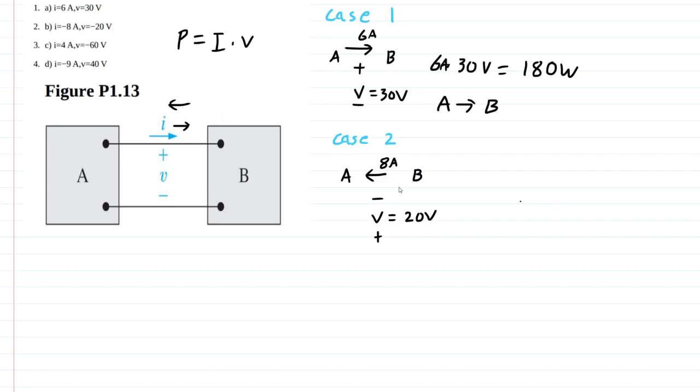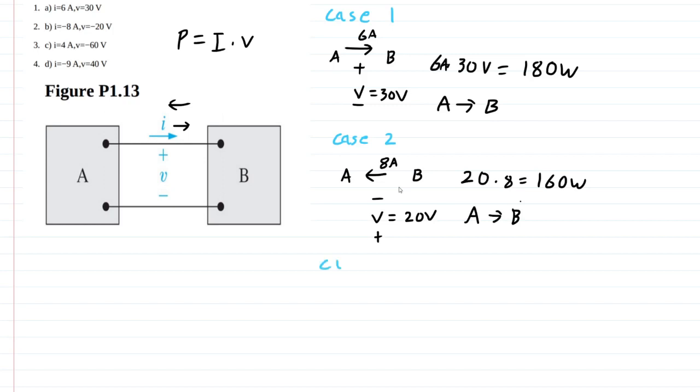The negatives will cancel out, and we get 20 times 8 equals 160 watts. And since the power is positive, it means that the power is flowing once again from A to B.